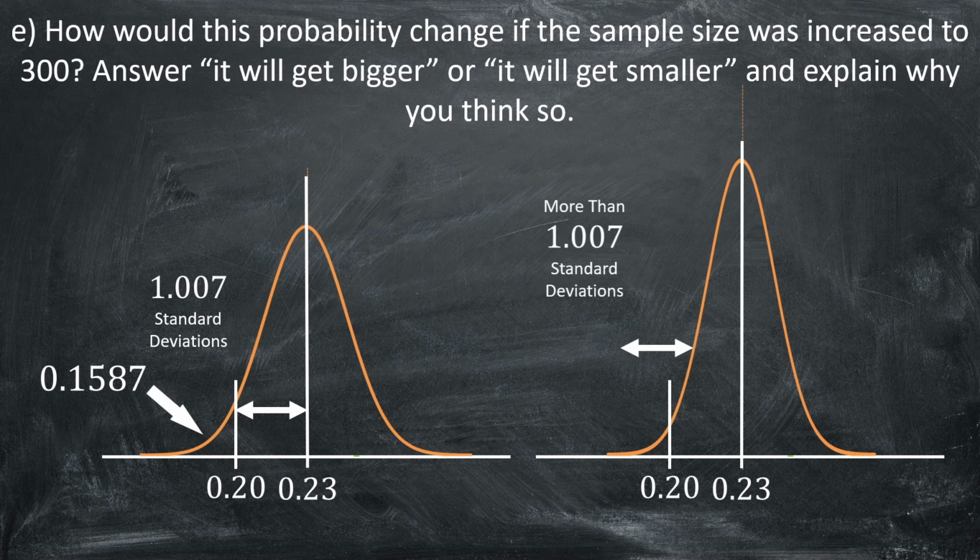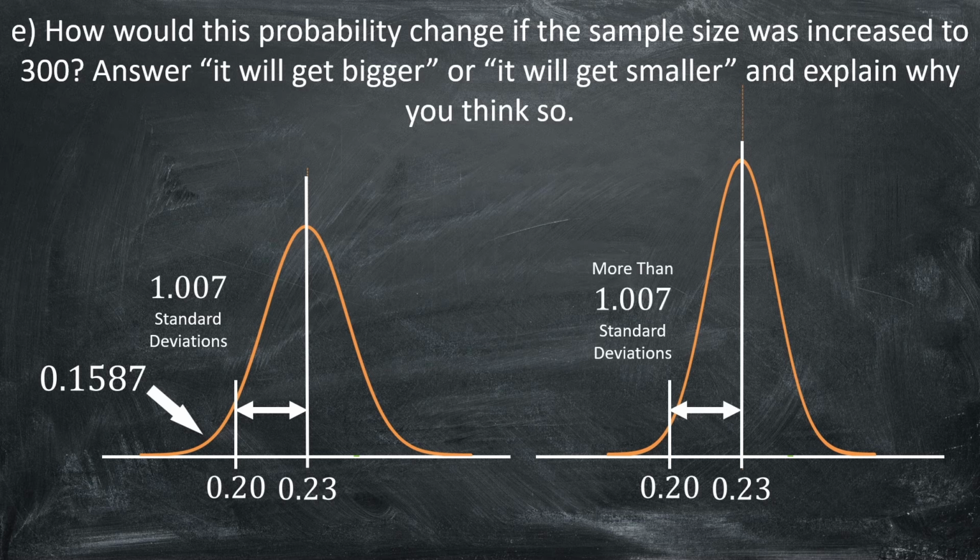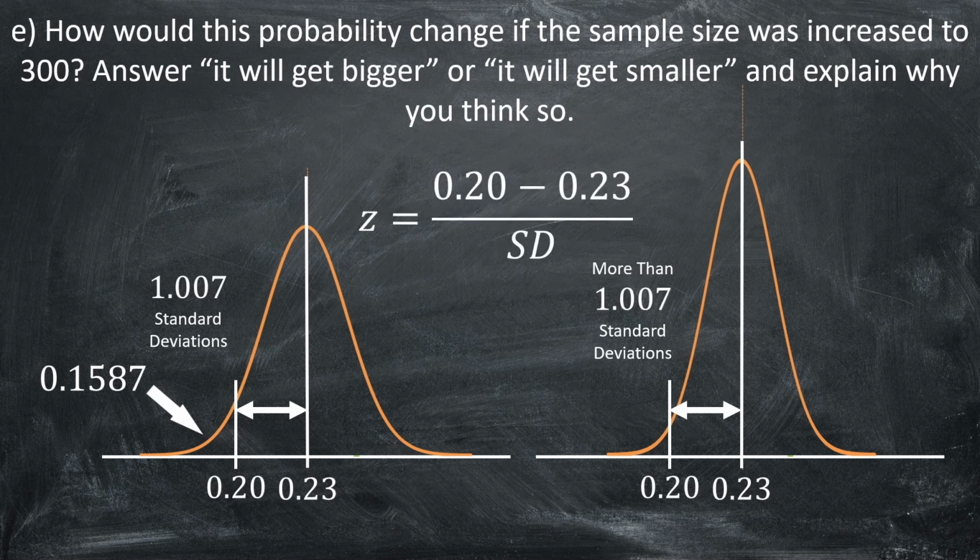First of all, when you standardize, you see that the distance between 0.20 and 0.23 is now bigger than it was before. Why is it bigger? Because when you standardize, you divide by the standard deviation. A larger sample size gives a smaller standard deviation, which increases the z-score. And so by increasing the z-score, you can see also that the area in the lower tail is less than it was before. You can just visually see it.